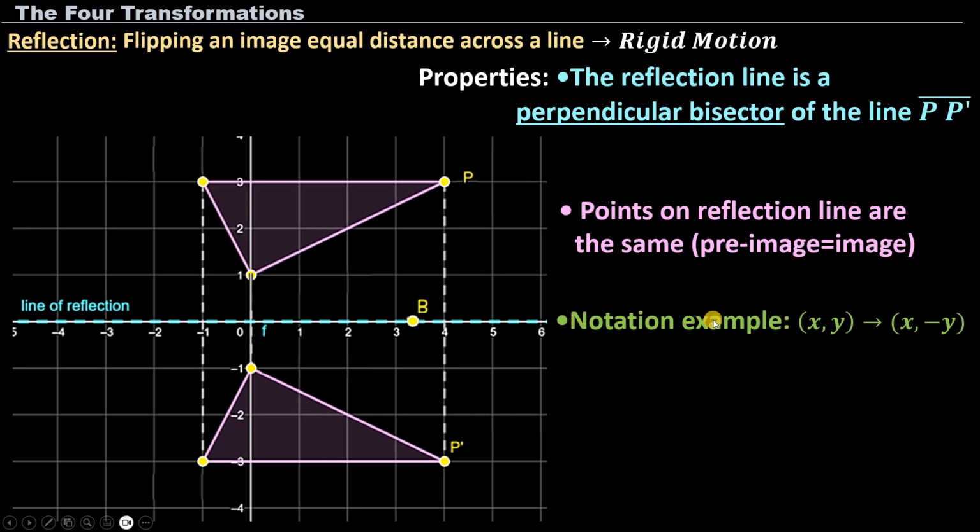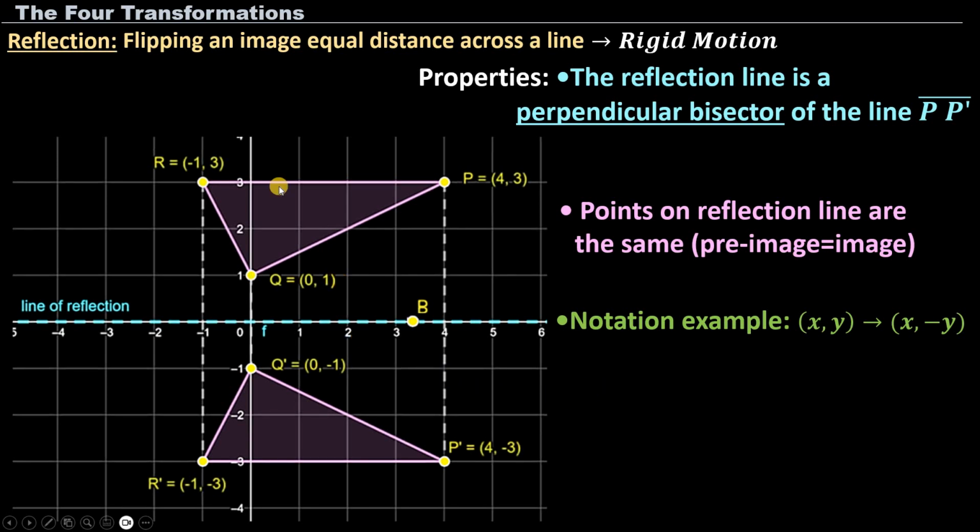And then notation. A way that we might see reflection notation is looking at x, y, so my original point. If we look at P again, (4, 3), the reflection applied to it results in (x, negative y), which is just another way of saying changing its sign. So (4, 3), if we apply this reflection to it, becomes (4, negative 3), giving us our P prime value.